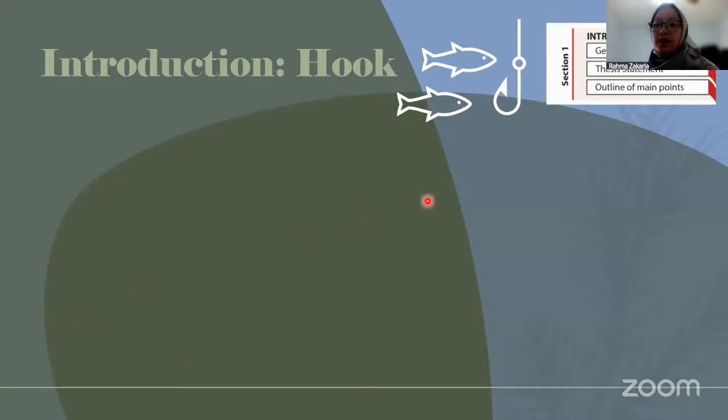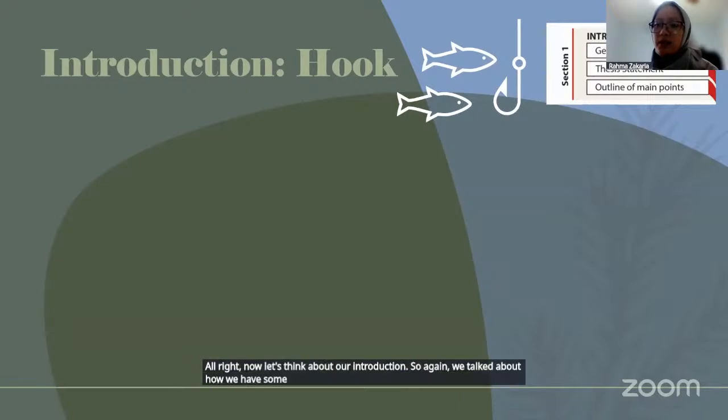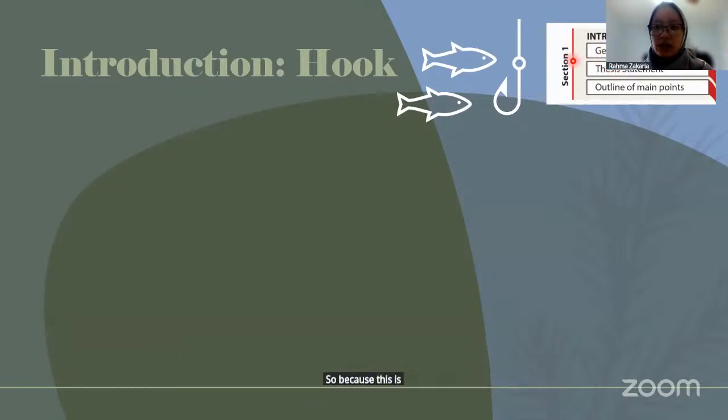All right, now let's think about our introduction. So again, we talked about how we have some general statements or background, and then we're talking about our thesis statement. Because this is the introduction that your reader is getting, you want to really capture their attention right away. So we call this a hook. We want to hook your reader's interest right at the beginning of your essay. And there's a lot of different ways you can do that.